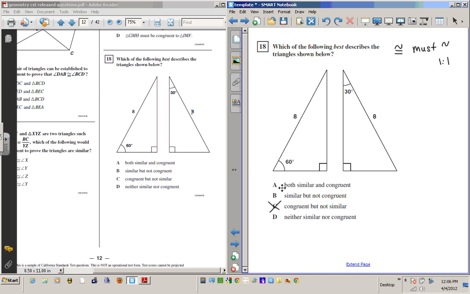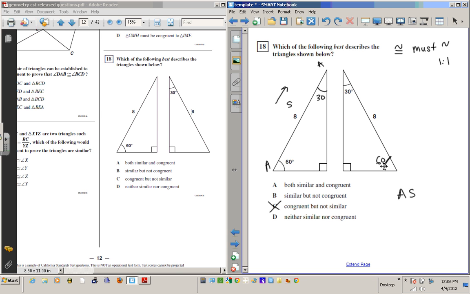Alright? So let's look at these two triangles. If this is 30, this is 90, this must be 60, because we know it has to add up to 180. This is 60, this is 90. This must be 30, because the sum of angles in a triangle is 180. So these two triangles: this is angle, we have A. Side, we have S. And we have A. I'm sorry, we have A, S, A, in that order.